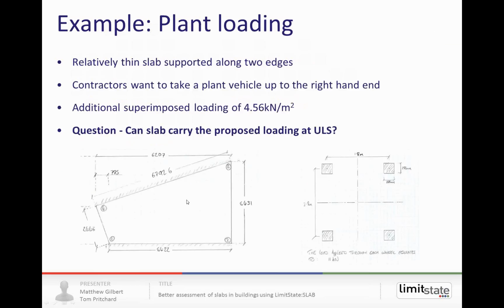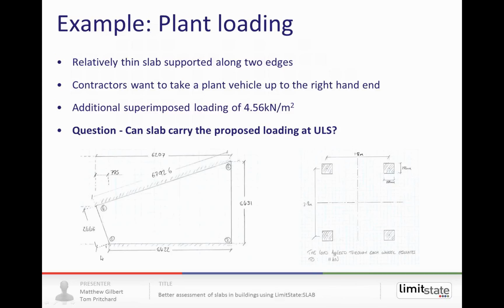So I've got an example here, which is a relatively thin slab which is supported along two edges, and say for instance the contractors want to take the plant vehicle up to the right hand side of it. There's a superimposed loading on that slab, and what we want to find out is, can the slab carry that proposed loading to the ultimate limit state. Again, what we've got is a vehicle here with some set wheel spacings, and we know that the load applied through each wheel is 11 kilonewtons.